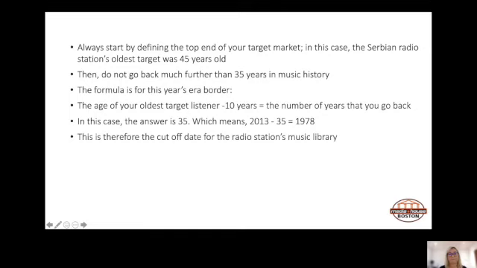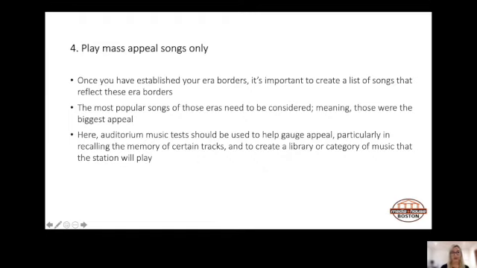he did this in 2013, so 2013 minus 35 was 1978. If we were to do this today, it would be 1986, which would then be the cutoff date for the radio station's music library. And then play mass appeal songs only. Once you've established your era borders, it's important to create a list of songs that reflect these era borders and play the most popular songs of these eras.